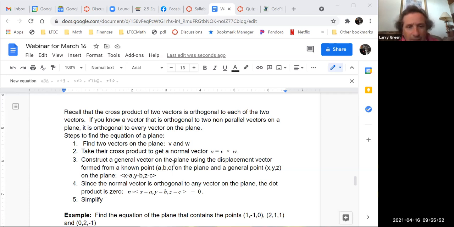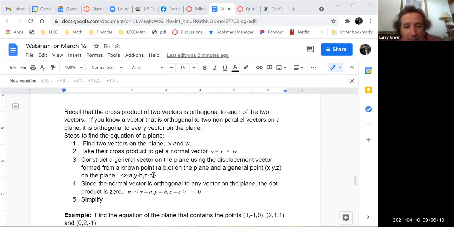Construct a general vector on the plane, this is step 3, using the displacement vector formed from a known point, a, b, c, on the plane, and a general point, x, y, z, on the plane. So if you take the displacement vector between a, b, c and x, y, z, it's x minus a, comma, y minus b, comma, z minus c. That's how you do displacement vectors, as you subtract.